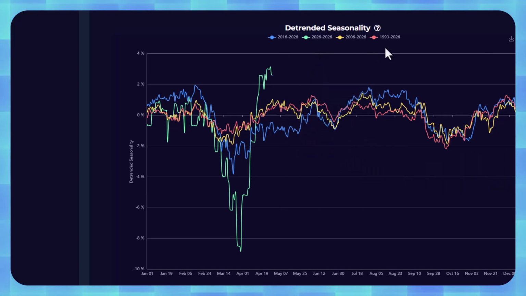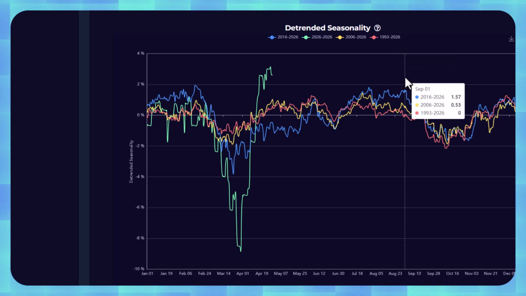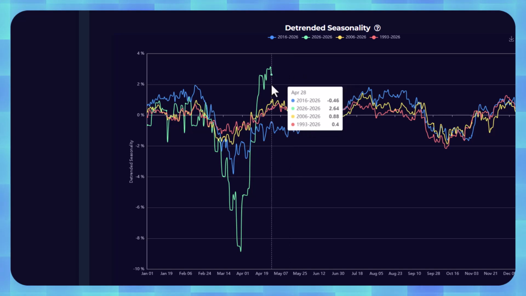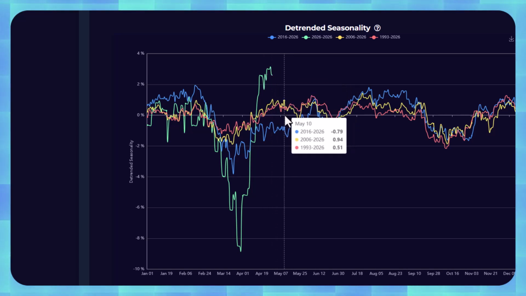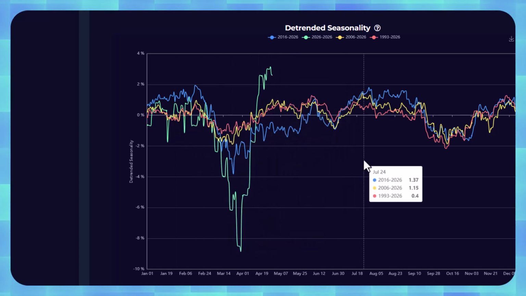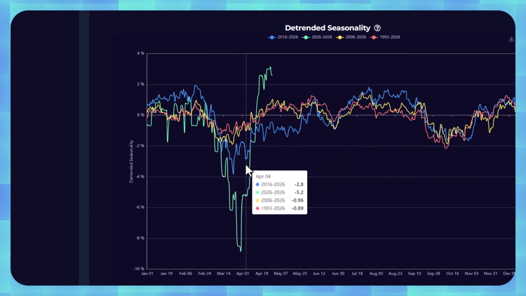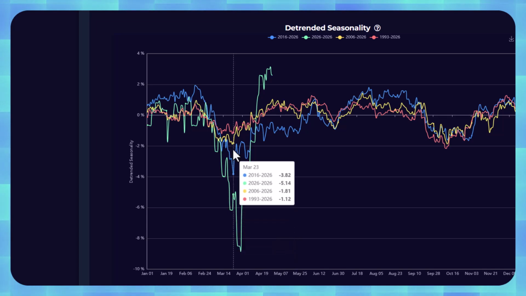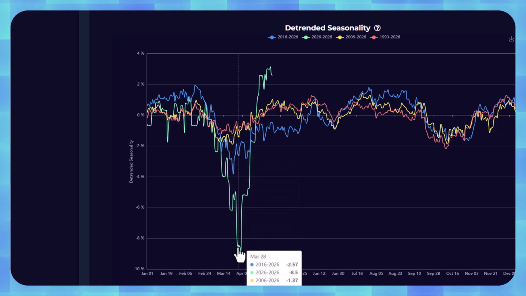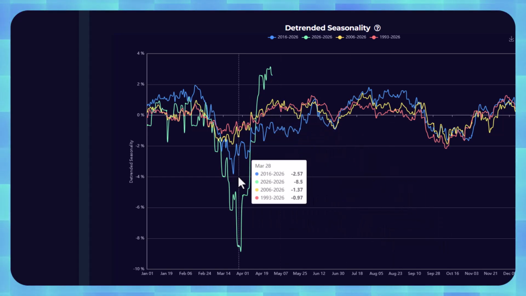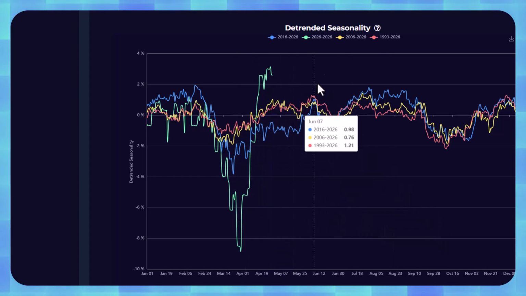So you can see here, going back to 1993, this is the S&P 500 through the lens of the SPY ETF. And here's where we are in green, and we followed the seasonal averages pretty much to the tick here. Of course, we had a little bit of exaggerated weakness during the month of March due to the U.S.-Iran conflict, but overall, we've since recovered and then some.